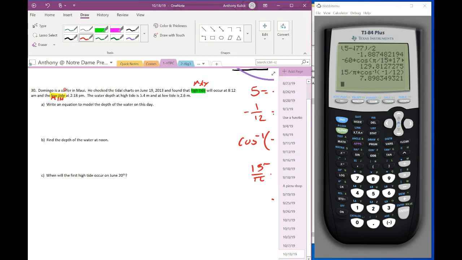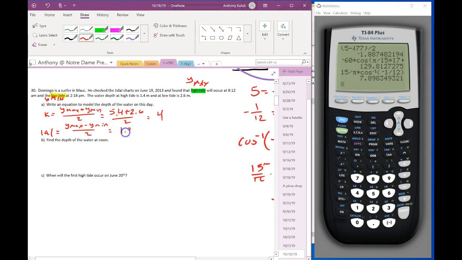So, I know that high tide and low tide is basically my y max and my y min. So to find k, I can do y max plus y min divided by 2. So that's 5.4 plus 2.6 divided by 2. That gives me 4. Similarly, I can calculate the amplitude by doing y max minus y min divided by 2. When I do that, I get 1.4.